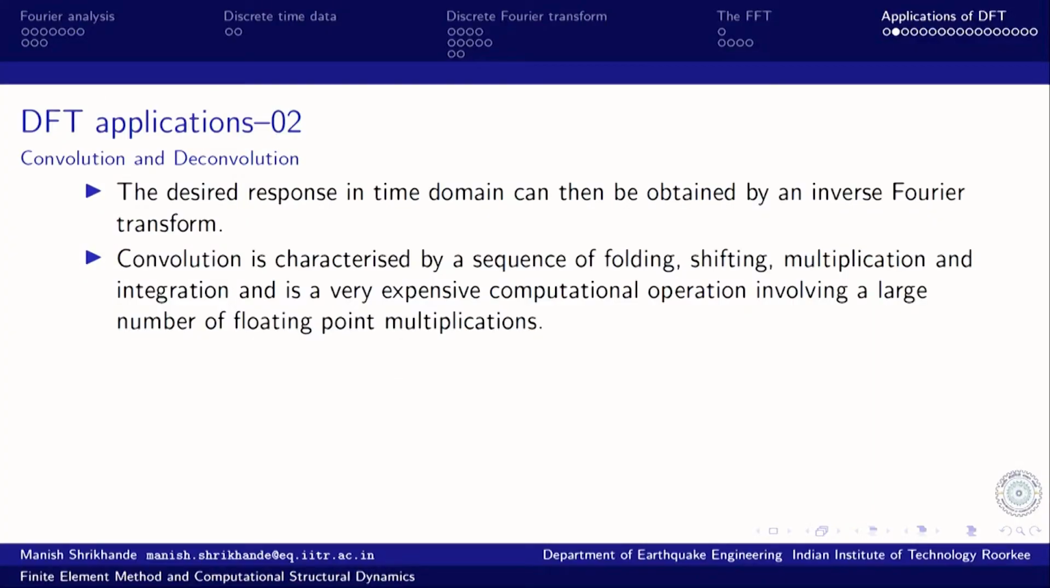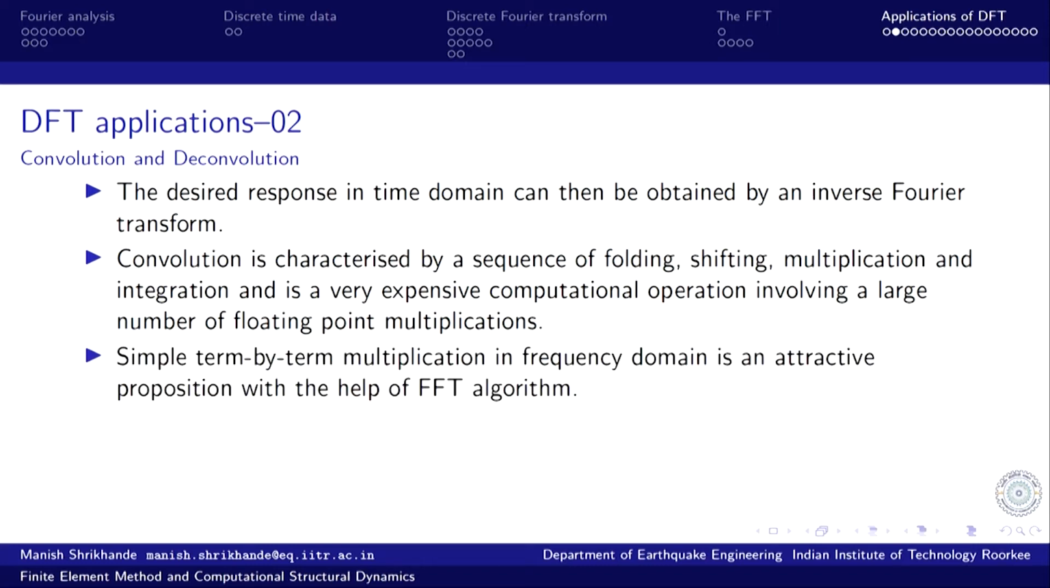So, convolution is characterized by a sequence of folding, shifting, multiplication and integration, and it is a very expensive computational operation involving a large number of floating point multiplications. So, simple term by term multiplication in frequency domain is an attractive proposition, particularly with the help of the FFT algorithm, which allows calculation of the discrete Fourier transform very efficiently, very quickly and very accurately if we are careful.